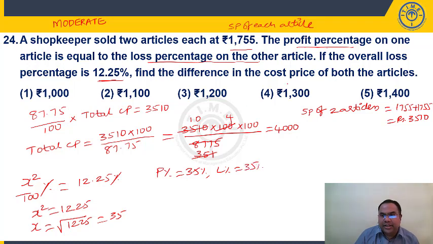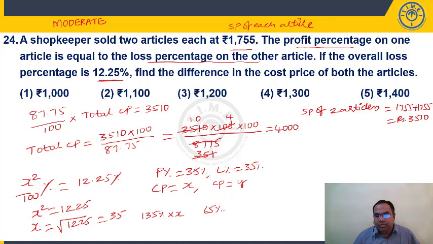We have to find out the difference in cost price of both the articles. We don't know the cost price of the first article, let's say X rupees. What is the cost price of the second article? We don't know, we'll take it as Y rupees. Now a profit of 35% means what is the selling price? 135% of X. A loss of 35% means what is the selling price? 65% of Y. Two cases, right?